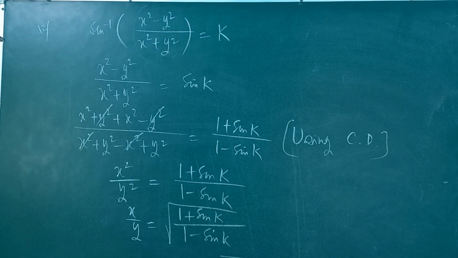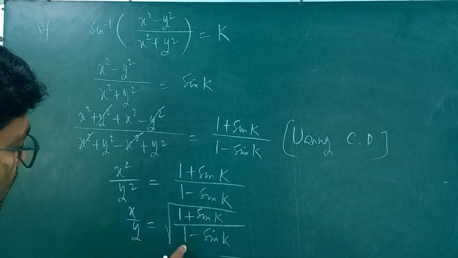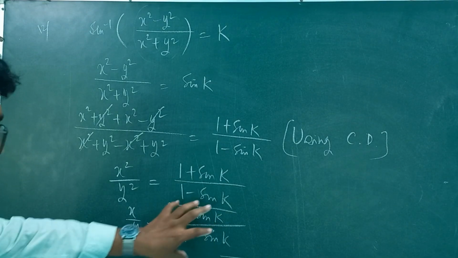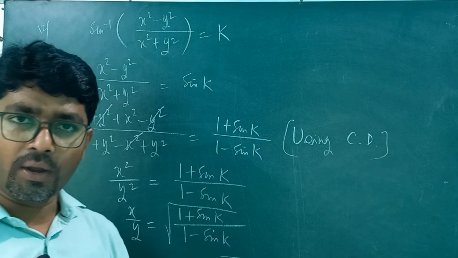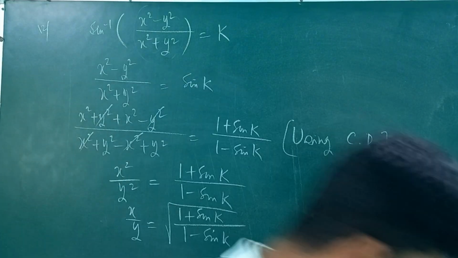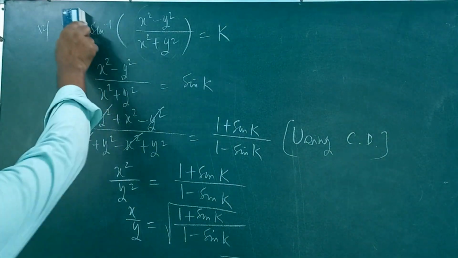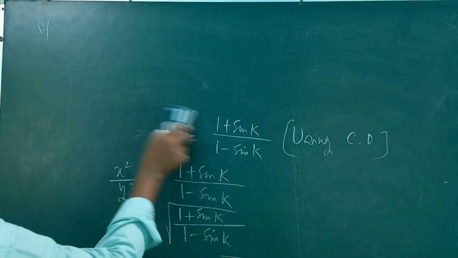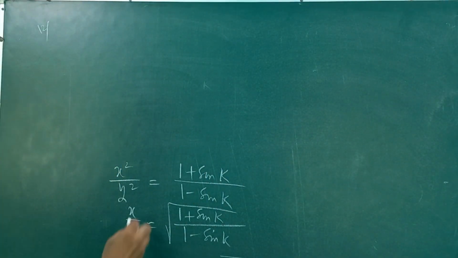So clear to everyone? Now see, this function is reduced to a simple structure whose right side is a constant: root of (1 plus sin k) by (1 minus sin k). So this one is constant, and when you take its derivative, this will vanish. Then what will happen? This one is a u by v structure.